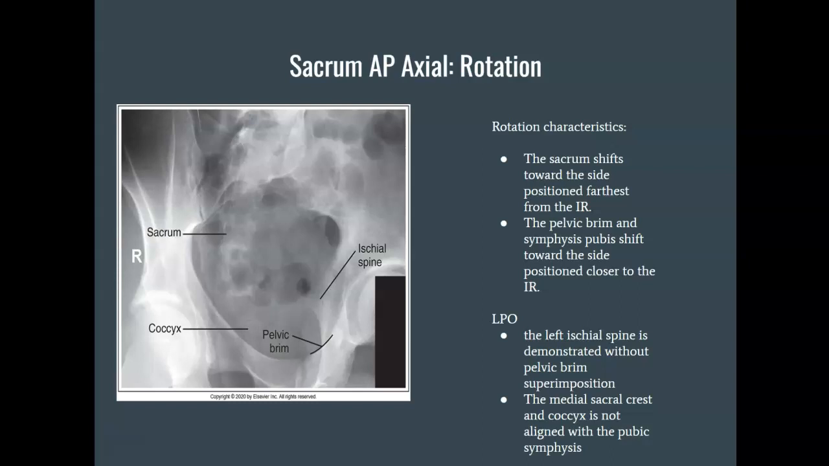The pelvic brim and symphysis pubis shift towards the side positioned closer to the IR. So when looking at this image, we can determine that the right side is up and the left side is down, making this an LPO position. If the patient is rotated in that LPO position, the left ischial spine is demonstrated without pelvic brim superimposition, and the median sacral crest and coccyx are not aligned with the pubic symphysis, but are rotated towards the right side. So as you look at this image here, you can determine that we are in an LPO position with the right side furthest away from the imaging receptor.